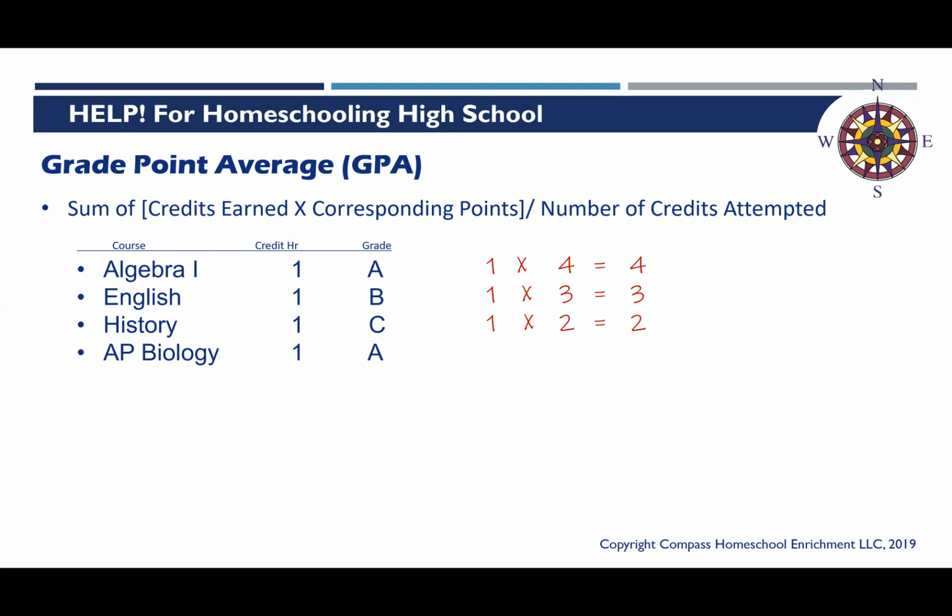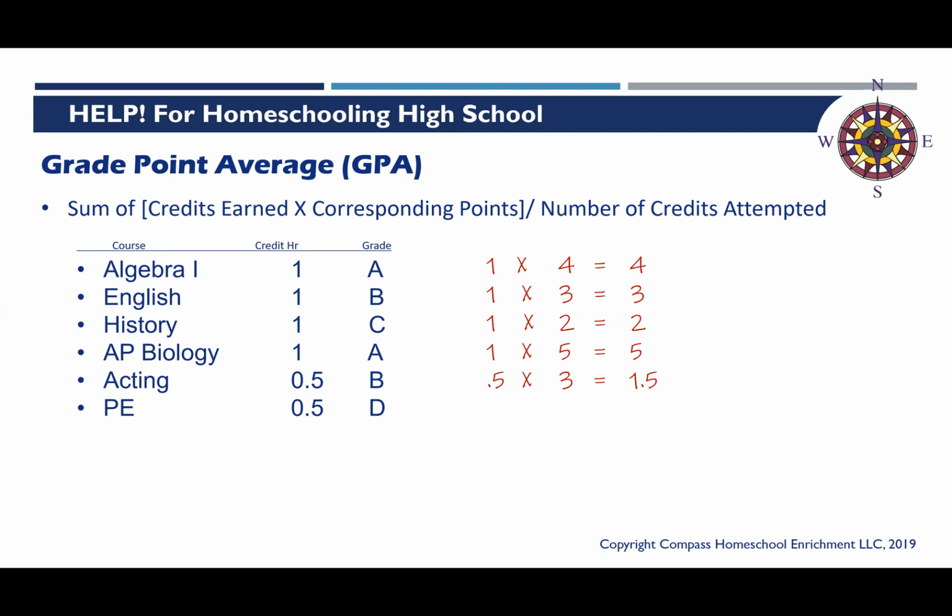Now the student took AP biology and earned an A. So that's 1 credit hour times 5. The 5 is an A with that full additional quality point. 1 times 5 is 5. The student took 1 semester, a half a year of acting, and earned a half a credit and a B. So that's a half of a credit, 0.5, times 3, being the quality point for a B, equals 1.5.